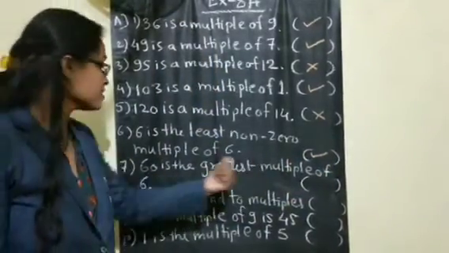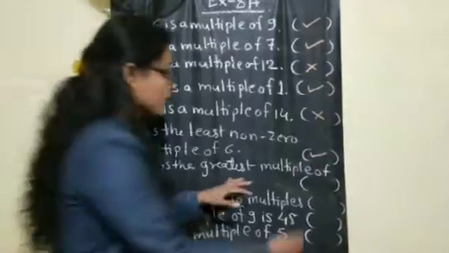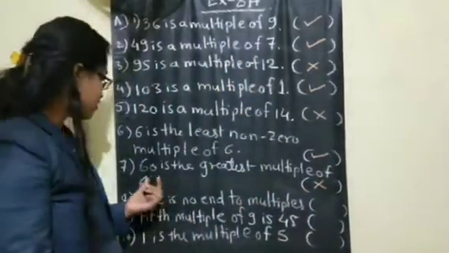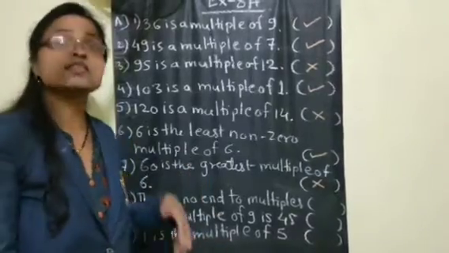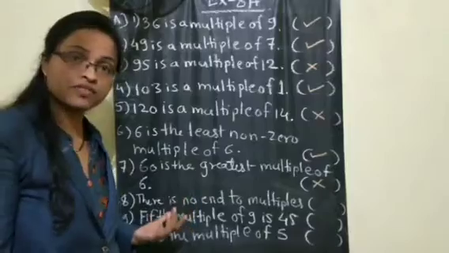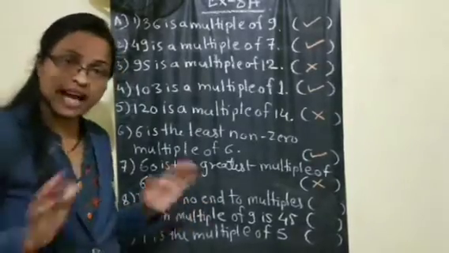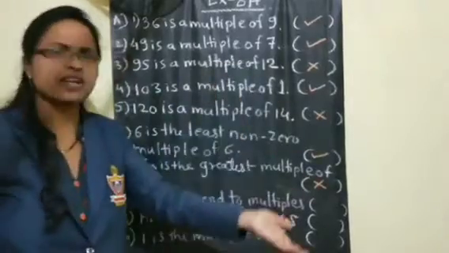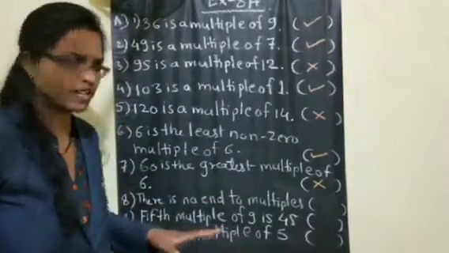The seventh one. 60 is the greatest multiple of 6. It is wrong, because the greatest number is infinite in the multiples. After 60 also, 66 and so on, we'll get the multiples of 6. So 60 is not an end point for the multiples of 6. After 60 also the process can continue because multiples are infinite.